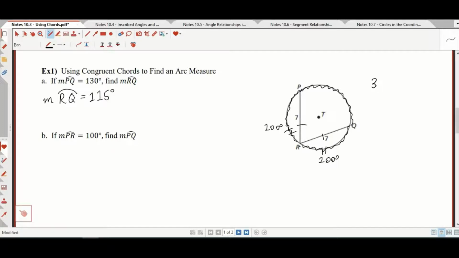Which means if I have 360 degrees to go around in a circle, I need to take away 100 degrees twice, which is really the same thing as taking away 200 degrees, which leaves 160 degrees left over for PQ. You know what? I should probably write down that the measure of PQ equals 160 degrees.